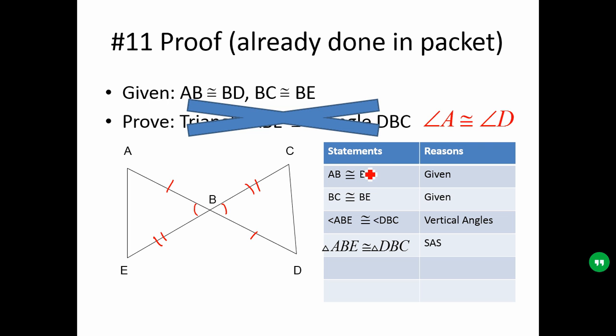So in this diagram, after I've gone through and proven all this information, I can now state that angle A is congruent to angle D. And the reason for that is because they are corresponding parts of congruent triangles. That's something we can use to prove that parts of congruent triangles are congruent to each other. To shorten that up, we simply say corresponding parts of congruent triangles are congruent, CPCTC.